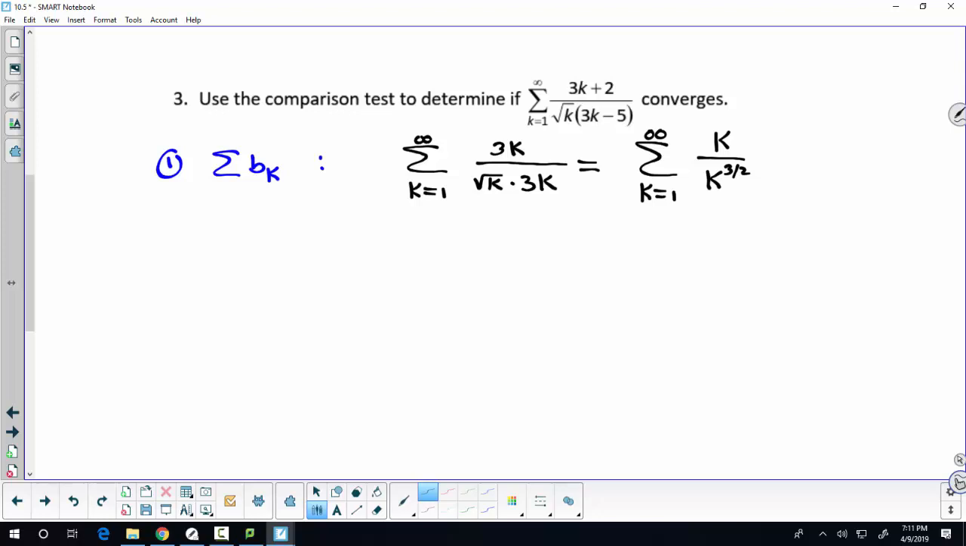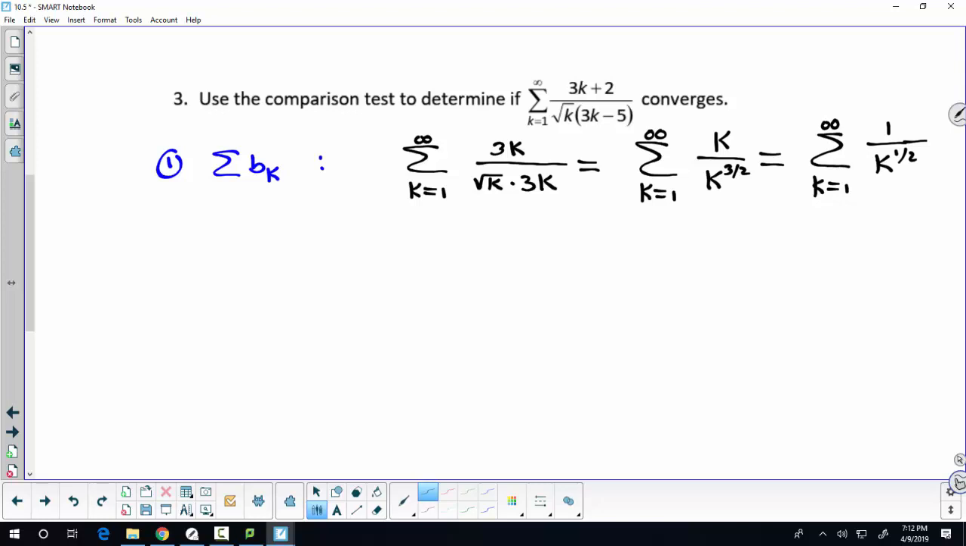Sorry, did you have something to add? You just cancel out the k's altogether. Yeah, so we're comparing this to 1 over k to the 1/2. You don't have to write all of this. I'm just showing you the logic behind how you typically choose a series you're comparing to. Let's just divide the 3k's out. Okay, so that's what we're comparing to.